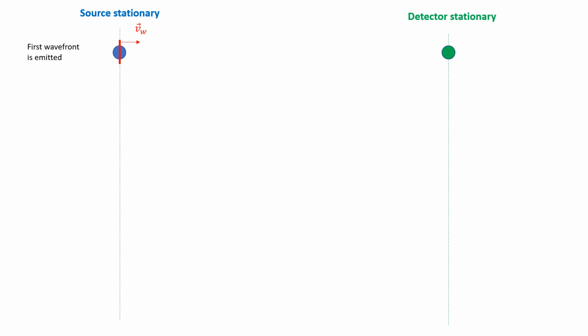Okay, so we're going to start out with the case where the source is stationary and the detector is stationary. So at time zero, the first wavefront is emitted, represented by this bar. It's going to move with a certain speed v wave.